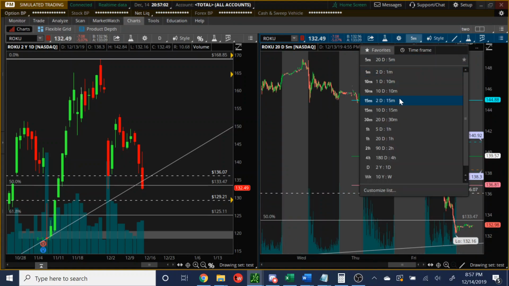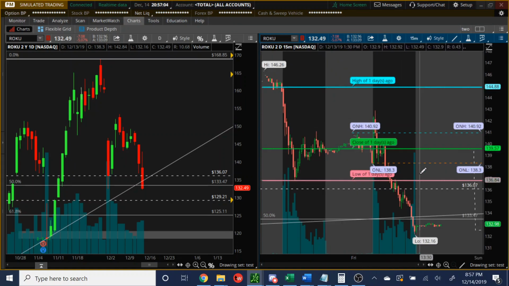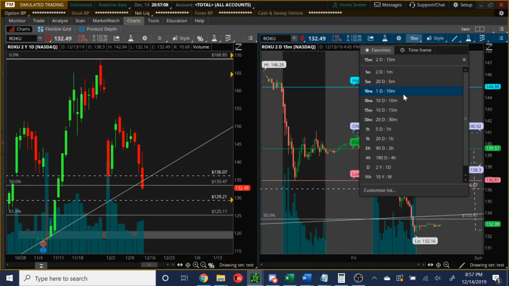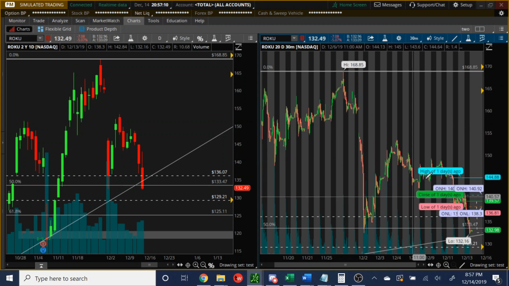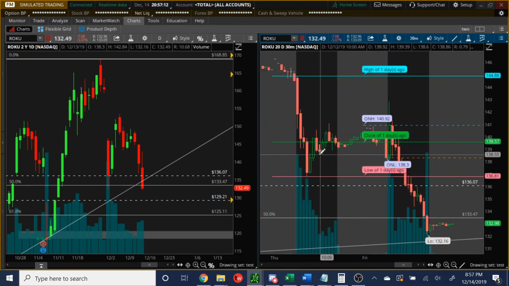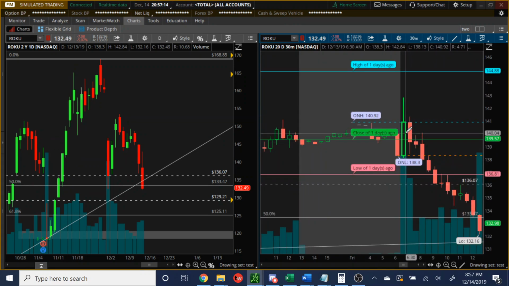And again, when something's not as volatile as Roku, 15-minute closes, 10-minute closes, even 30-minute closes sometimes, guys. See how Roku didn't close 30 minutes over that level. 30-minute closes can also be very, very important, but sometimes you'll miss a large part of a move if you wait for a 30-minute close. It really just depends. You guys get your own feel for it.